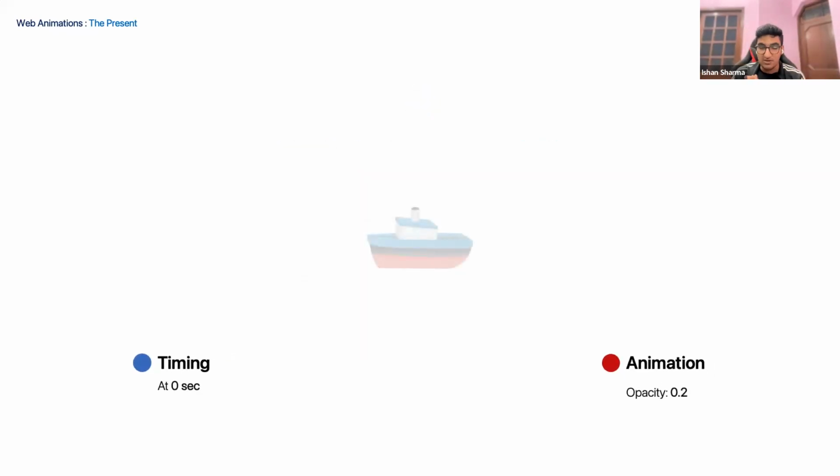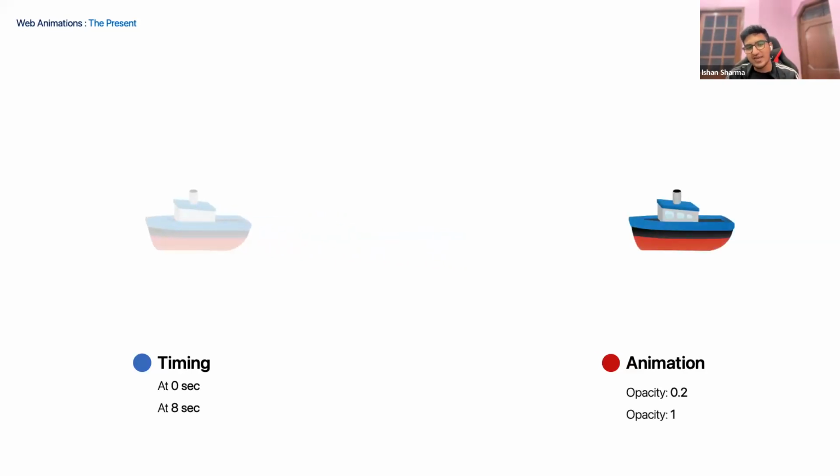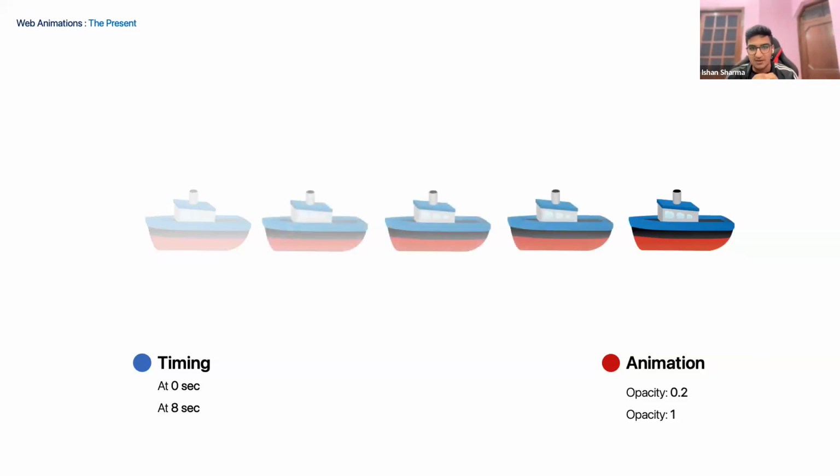Imagine that you have an image of a boat and you want to add a simple fade-in animation. So you would define the state something like this: at 0 seconds, the opacity should be 20%. And after 8 seconds, or any n number of seconds, the opacity should be 100%, or opacity should be 1, right? So basically you're defining the start state and the end state. Now our browsers are smart enough to calculate all of the other states in between. So the initial one and the last one that you define are known as keyframes, and the rest of the frames are basically in-between frames.